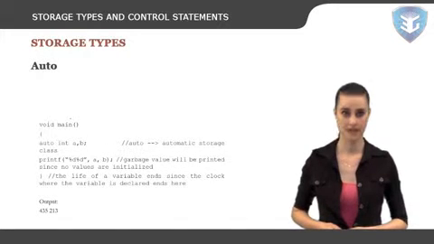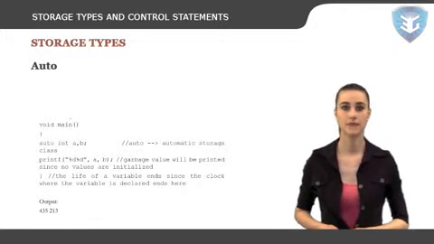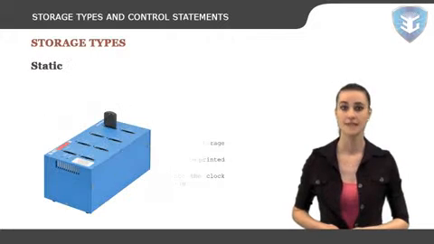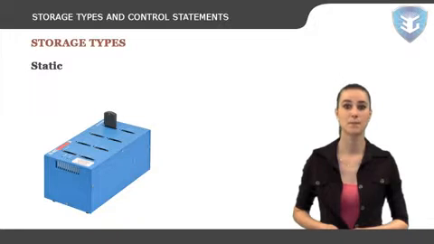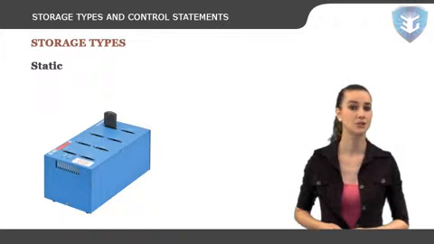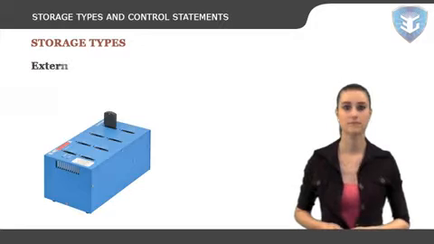The auto storage class. The auto storage class is the default storage class for all local variables. For example, auto int month. Auto can only be used within functions, that is, local variables. The static storage class. The static storage class instructs the compiler to keep a local variable in existence during the lifetime of the program, instead of creating and destroying it each time it comes into and goes out of scope.